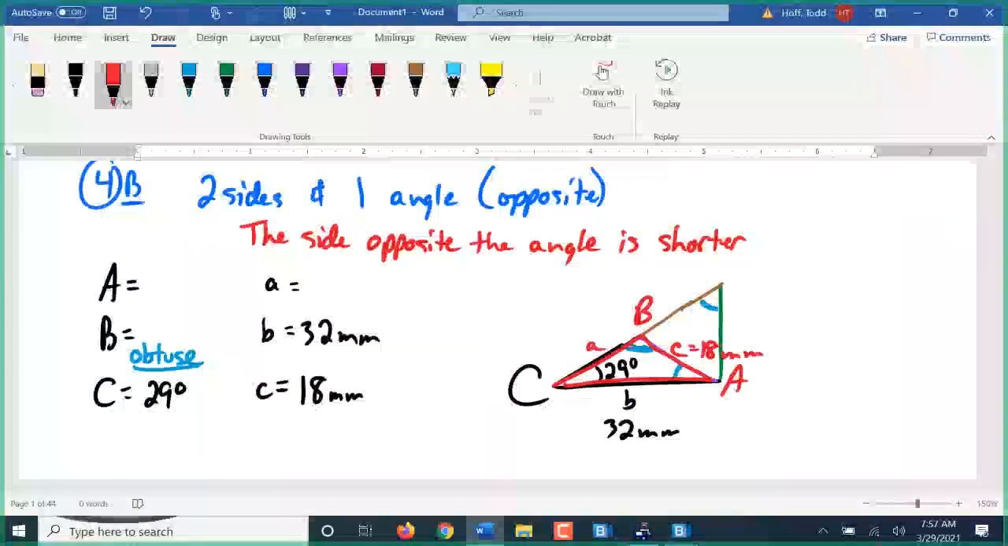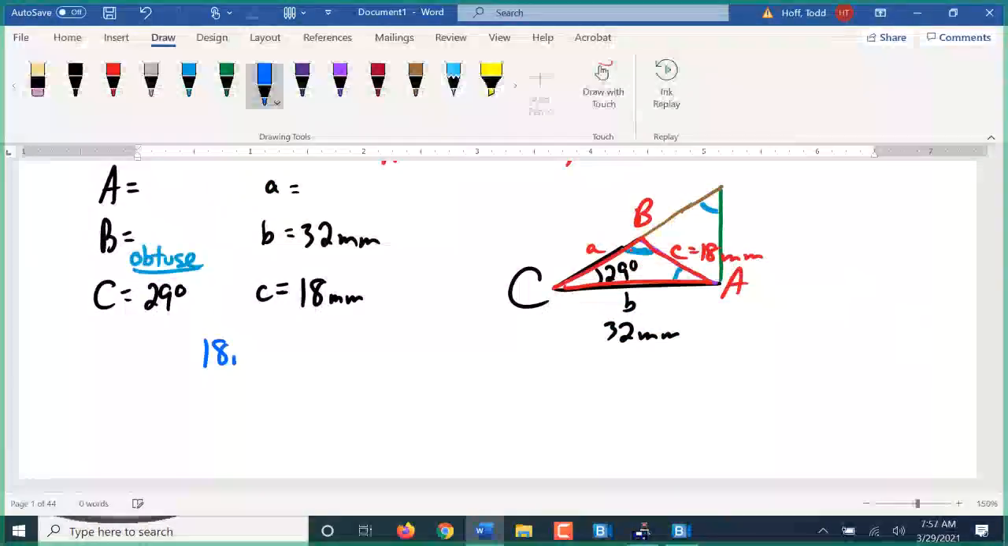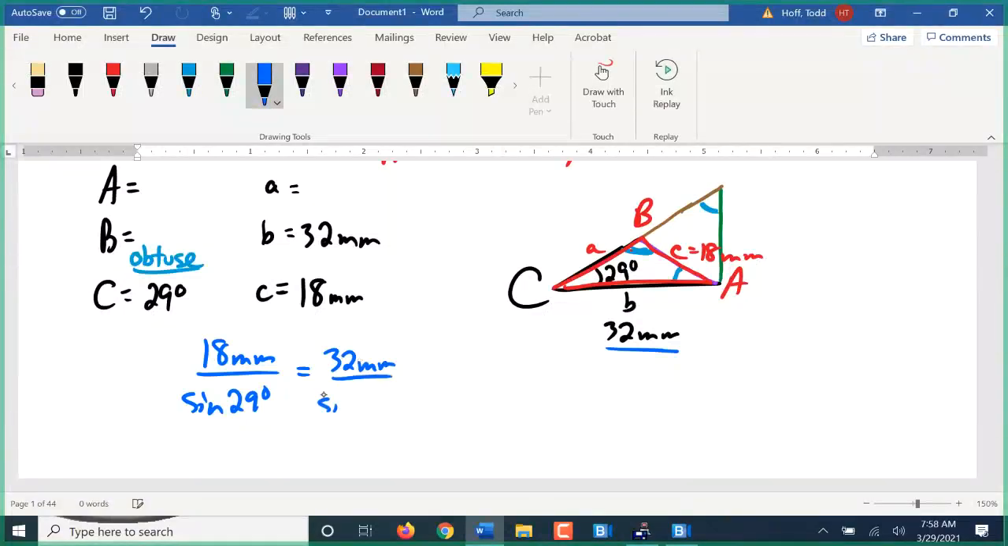So now we'll set this up like we always do. C is 18 millimeters over the sine of angle C, which is 29 degrees. The only other piece of information that we have here so far is 32 millimeters. That'll be over the sine of angle B. Now we're going to cross multiply and divide to get the sine of angle B.